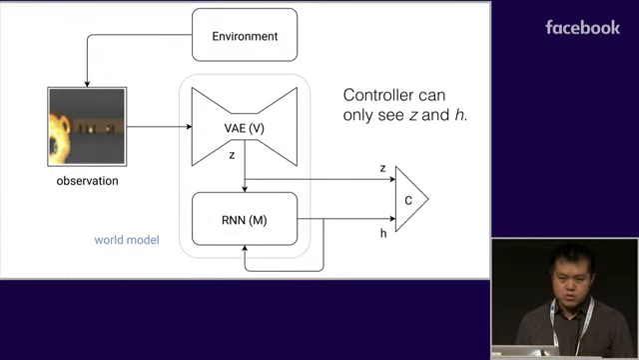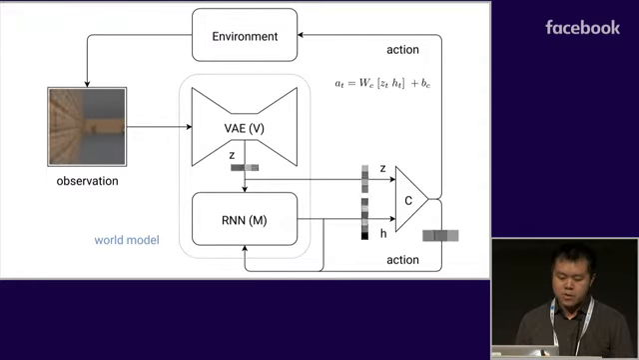We'll feed these two low-dimensional representations, Z and H, representing time and space, into a small linear controller C. Now, our controller C can only see Z and H. It cannot see the actual pixel observations. Its job is to output the action A that will affect the environment, causing the environment to generate the actual states for the next time step. And to train our controller C, we want to solve for the parameters of this linear controller such that we maximize the expected cumulative reward of our agent acting in the environment.